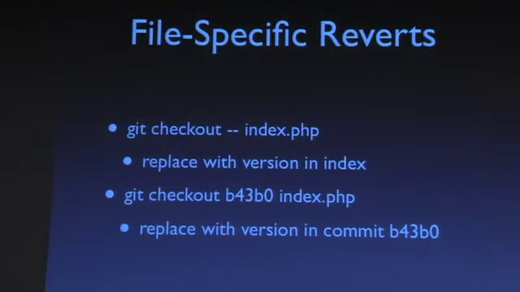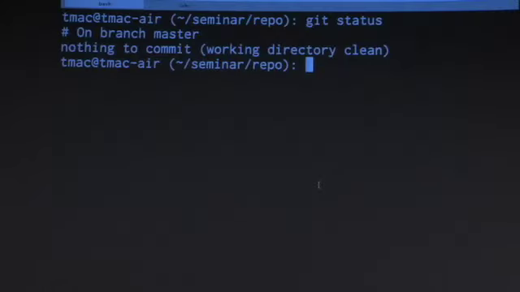So this is one reason why the index is kind of handy. It's a little bit like a checkpoint. So these are the files that are about to be committed. So at any point, not only can I roll back to a commit, I can roll back to my checkpoint, or what I was about to commit. So if instead I want to replace this version of the file with a specific commit, I can say git checkout, and then instead of --, the actual commit hash. And that's going to replace the current version with the version in some given commit. So let's do that.